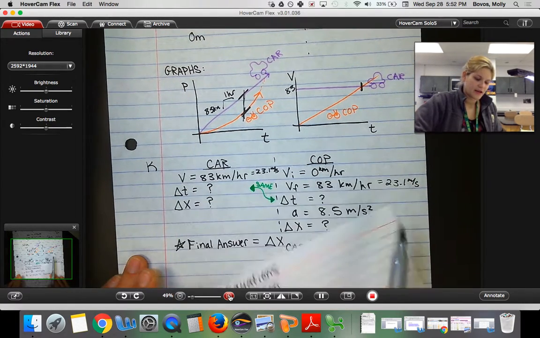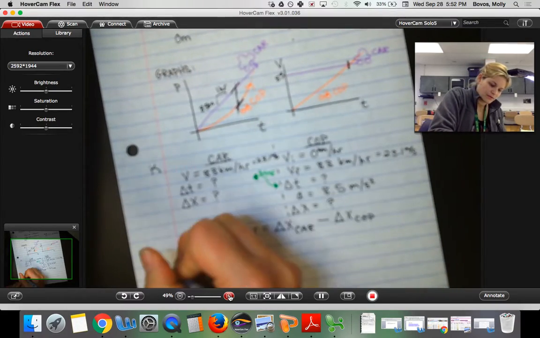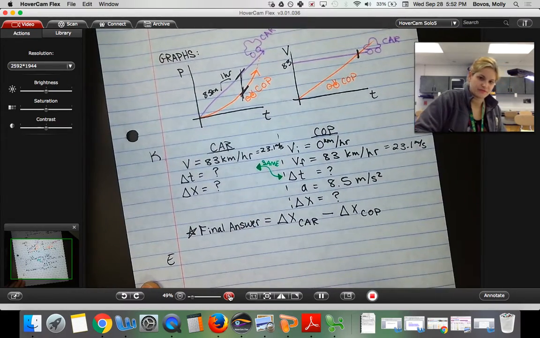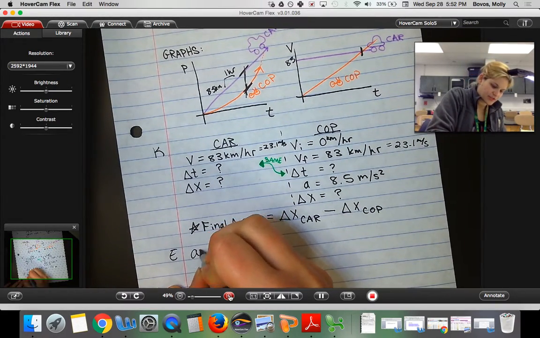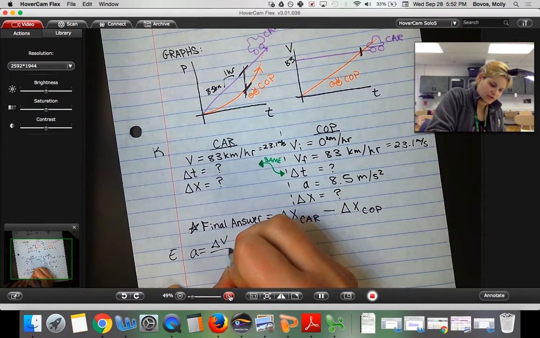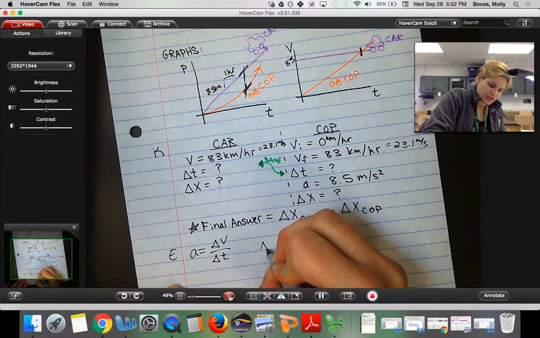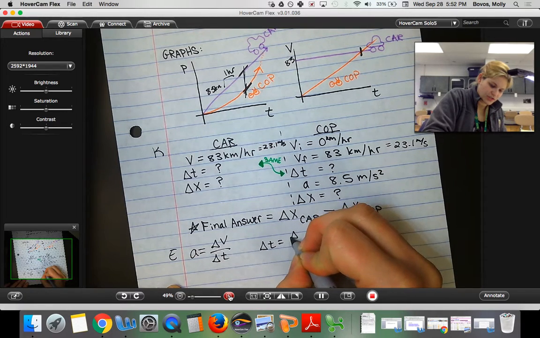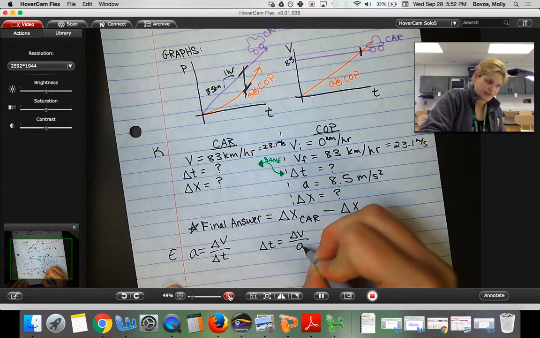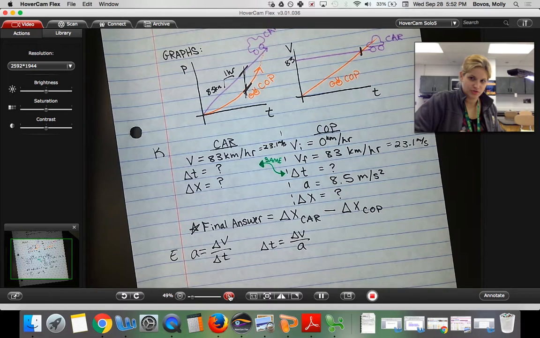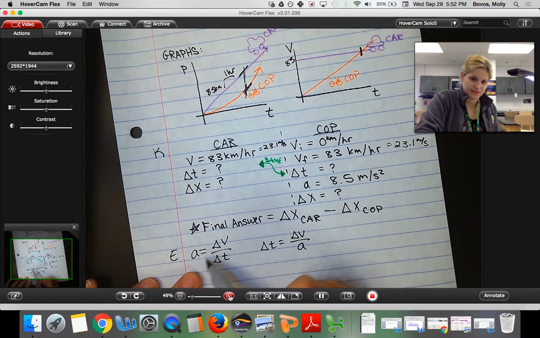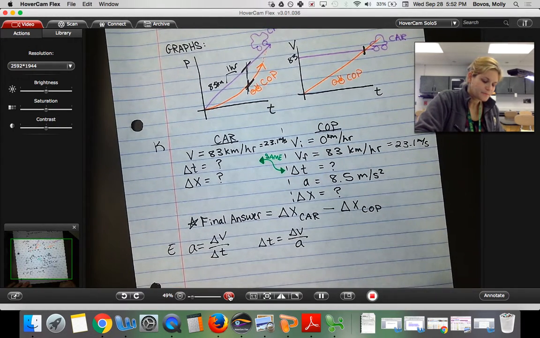And honestly, at this point, we should be pretty comfortable with the fact that if acceleration equals change in velocity over change in time, then change in time is equal to change in velocity over acceleration. So that really shouldn't be a stretch at this point. You guys should be able to see that that's what's going to happen.